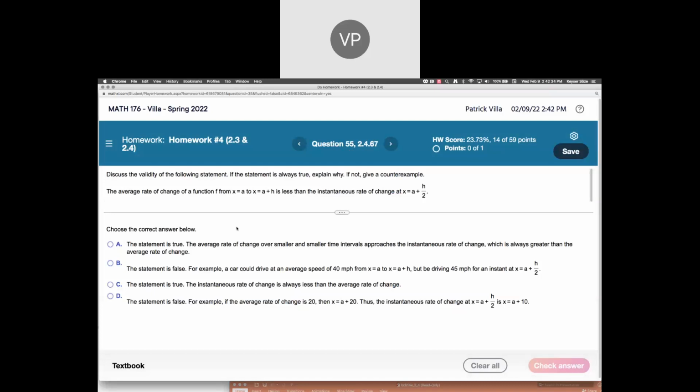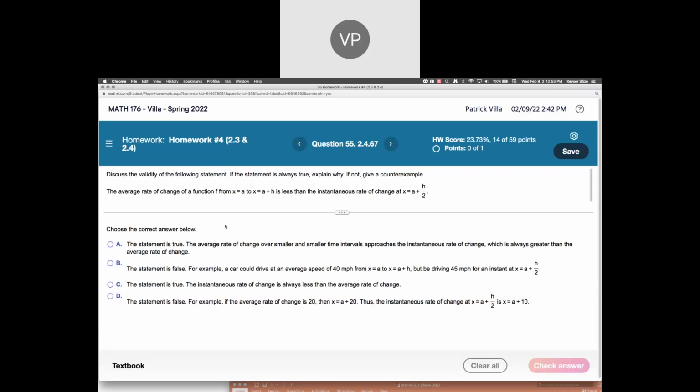Let's see what 55 is all about. Oh yeah, let's discuss the validity of this following statement. If it's always true, explain why. If not, give a counterexample. The average rate of change of a function from x equals a to x equals a plus h is less than the instantaneous rate of change at x equals a plus h over 2.